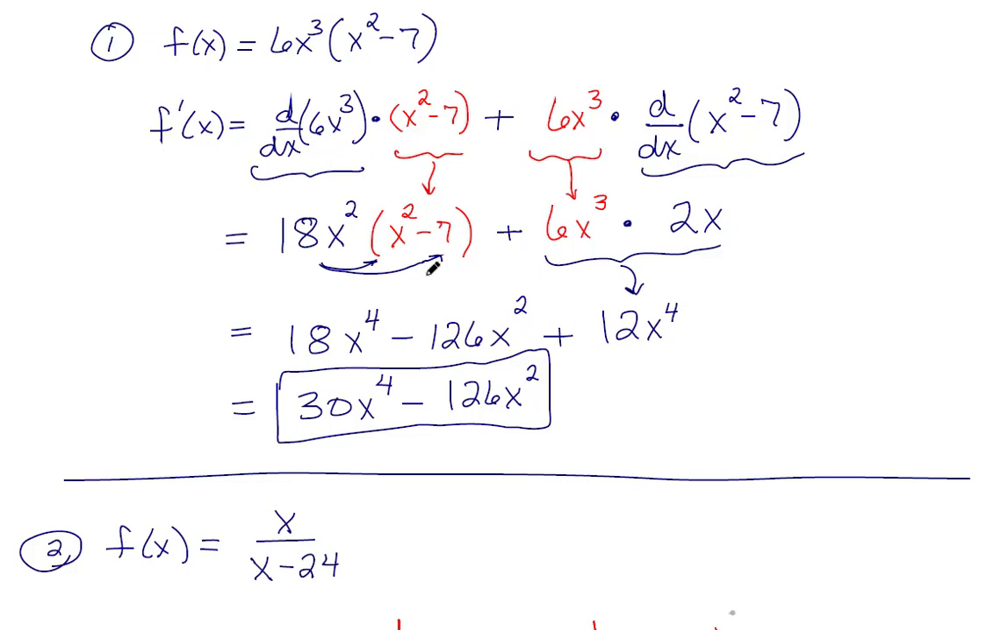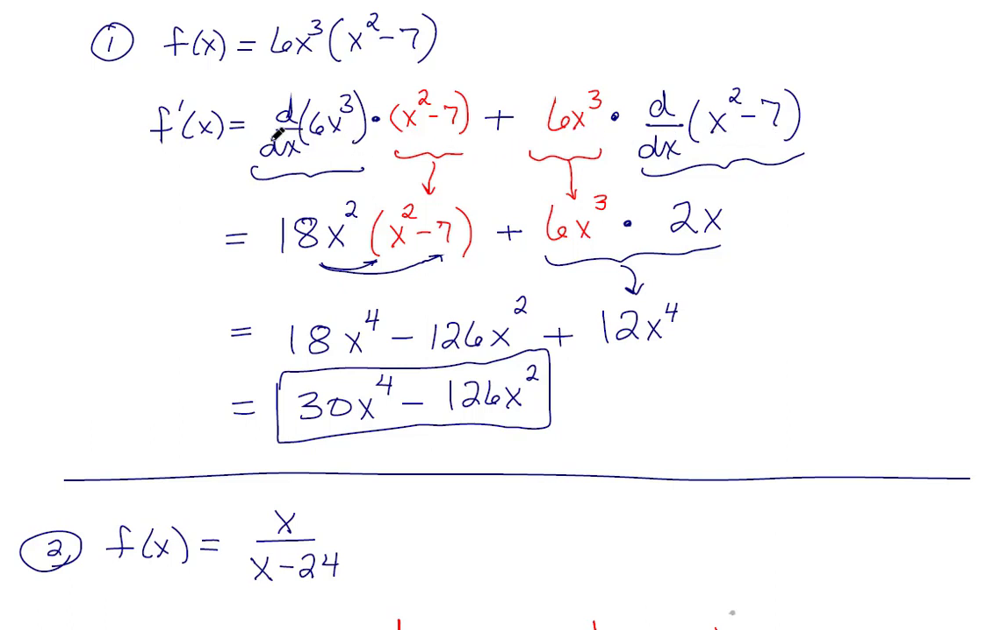Okay, let's take a look at these two differentiation questions. The first one, we have f of x is 6x cubed times x squared minus 7. And so we want to do the product rule. The product rule says the derivative of the first times the second, which just sits there, plus, now you switch it around, you have the first times the derivative of the second item.